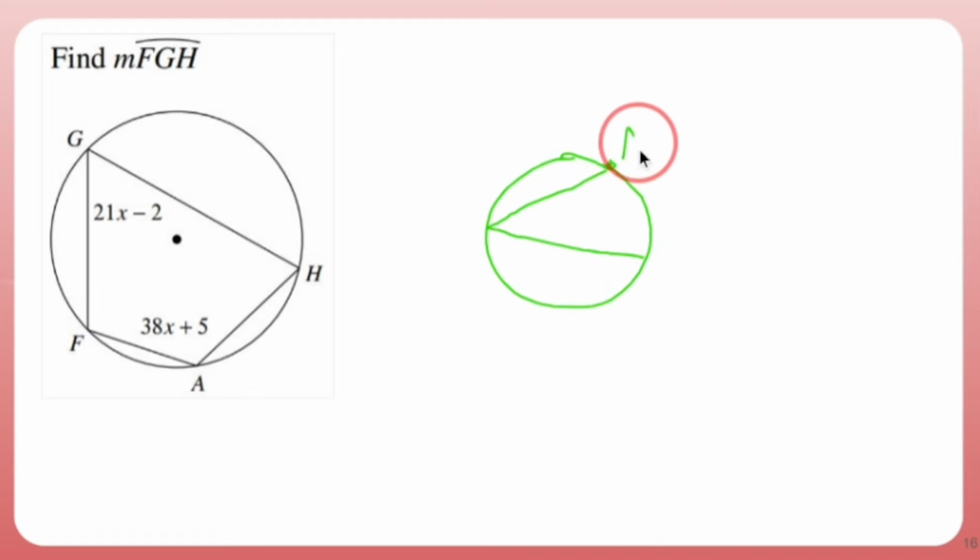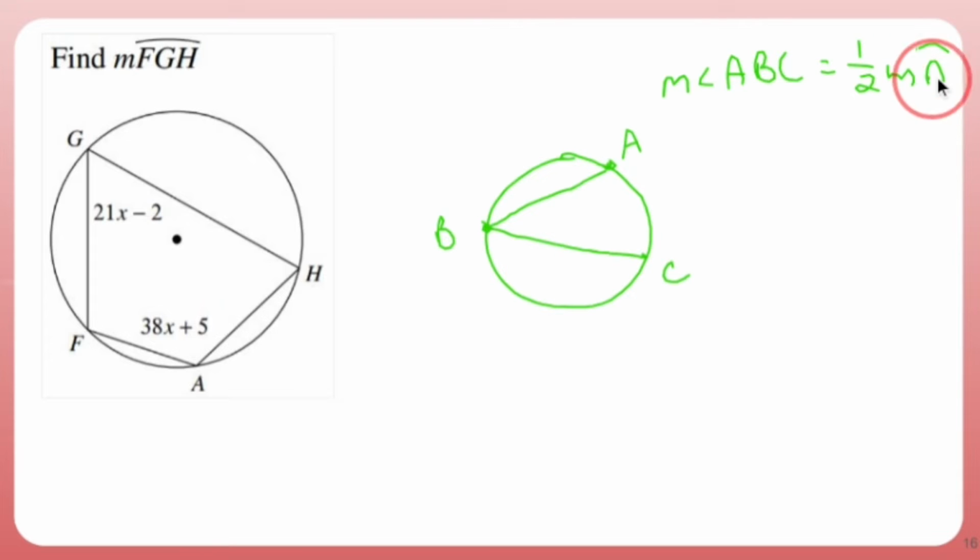I'll call you A, I'll call you B, I'll call you C. The inscribed angle, so the measure of angle ABC, is going to equal half of the measure of the intercepted arc. Half. Now, usually I'm being asked to find the measure of inscribed angles. Not in this case, I'm being asked to find the measure of the arc.